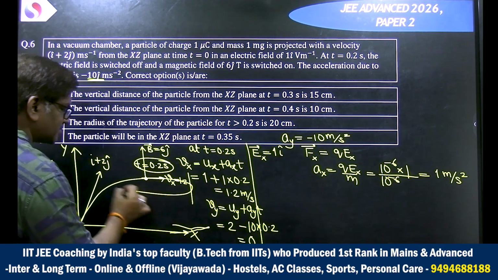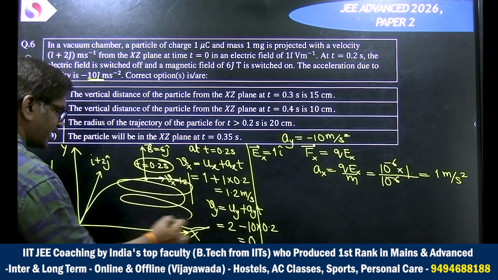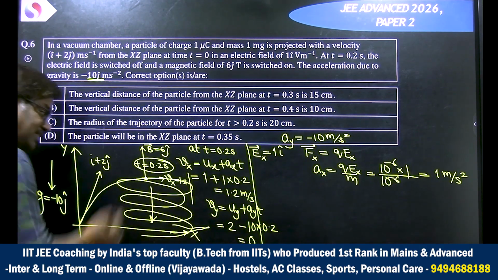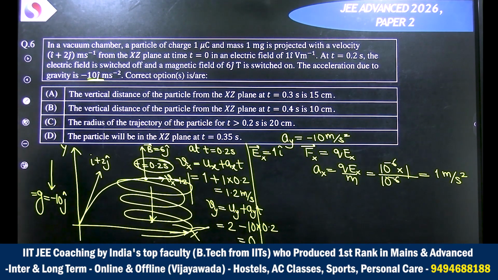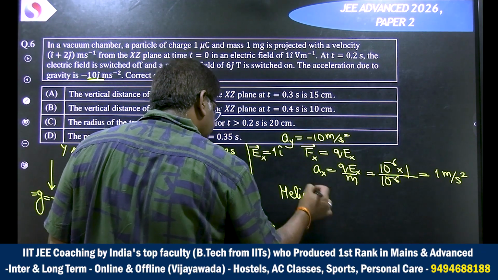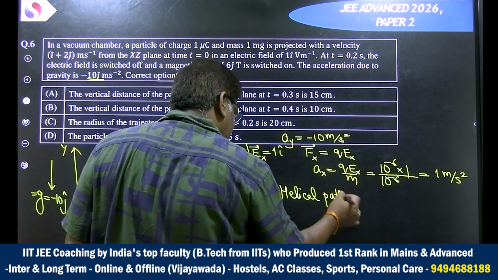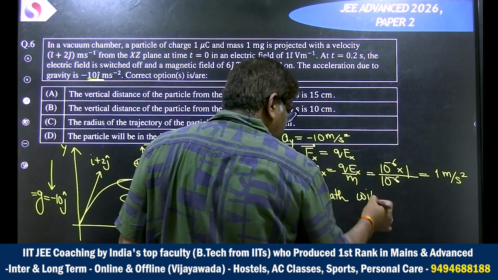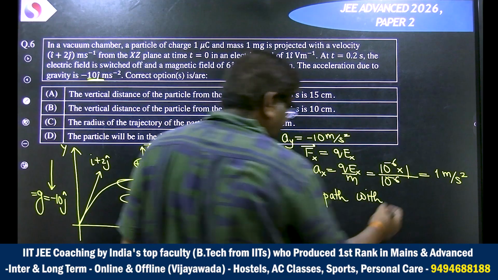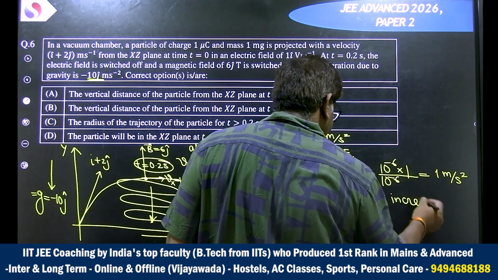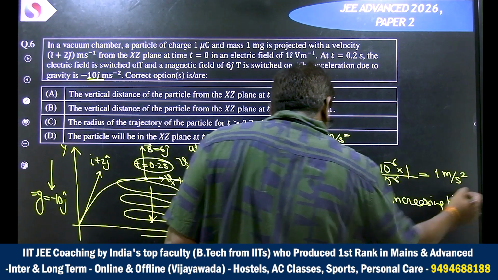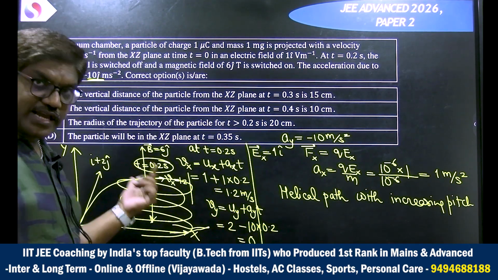Since there is an acceleration in the y direction because of gravity, this is a helical path with increasing pitch. Yes or no? So what is that? That is a helix with increasing pitch, because in the direction of the pitch there will be acceleration. Who will decide the radius of this helical path?